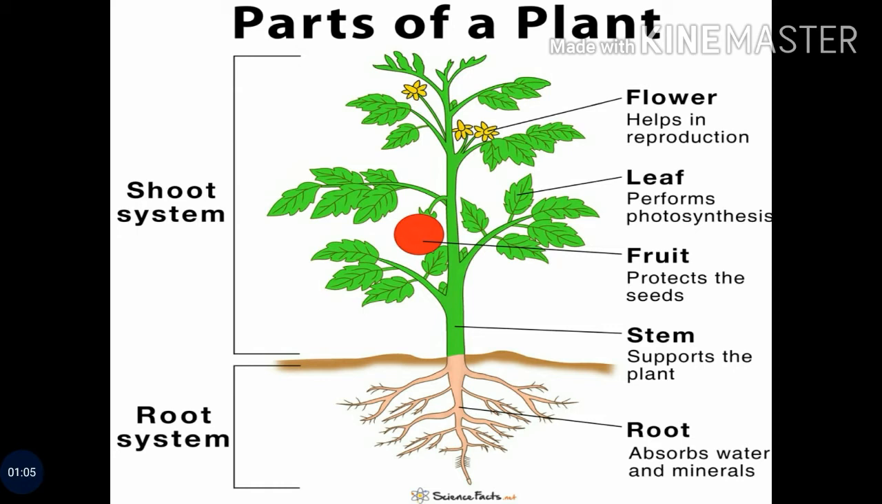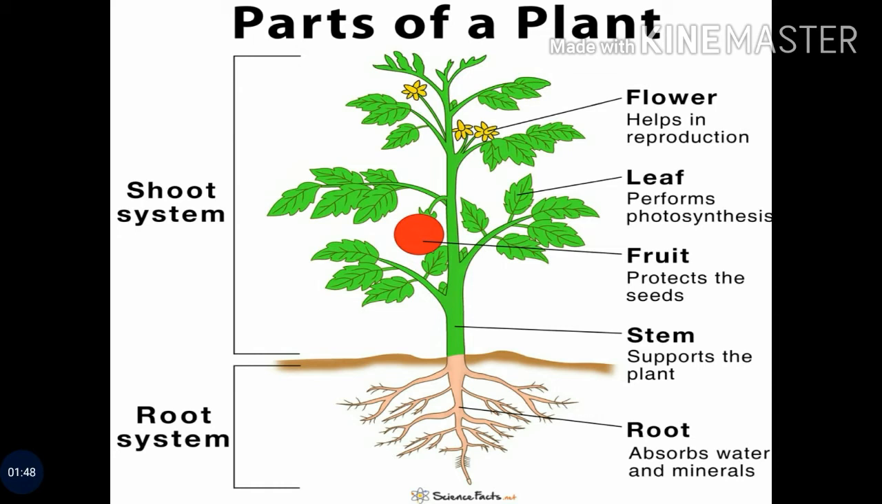So, the plant is divided into two systems, that is shoot system and root system. The part of the plant which is found below the soil is called root system, and the part of the plant which is seen above the soil is called shoot system. So, the plant is divided into two systems, that is root system and shoot system.